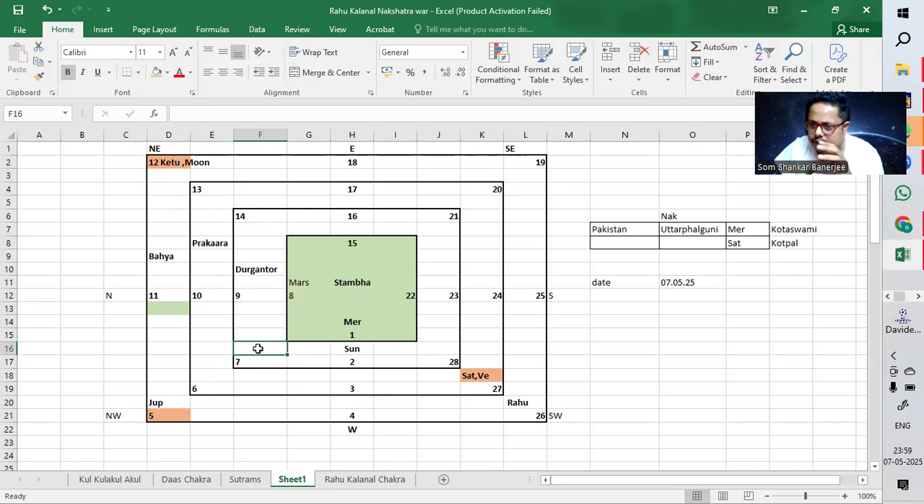If they are both together there, or both together in the Stambha Nakshatra, and Moon is in Jiva Paksha in Rahu Kalanal Chakra, which we have already seen, as Moon is currently in Jiva Paksha, then the attacker wins. So that means in today's attack, India has got the advantage. And you should clearly see that Mars and Mercury. Today, actually, Mercury has entered this particular Ashwini Nakshatra.